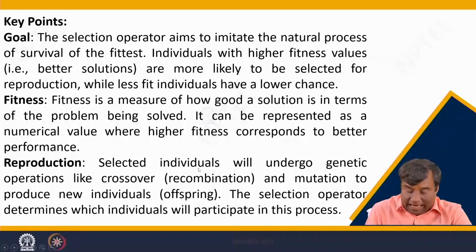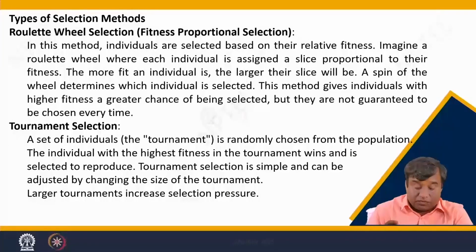Reproduction. The selected individual will undergo genetic operations like crossover, that is recombinations, and mutation to produce new individuals or offspring. The selection operator determines which individual will participate in this process.